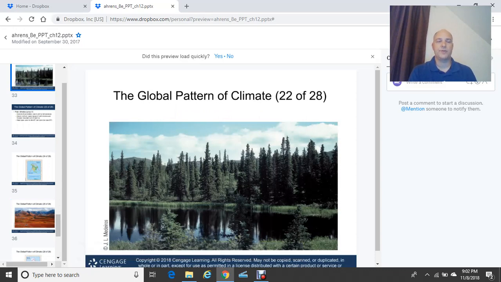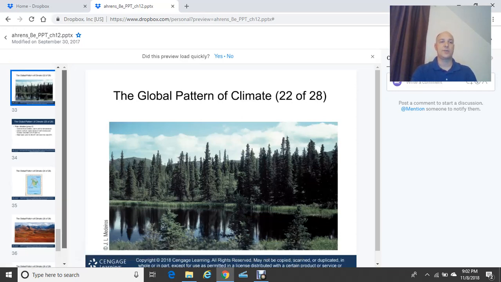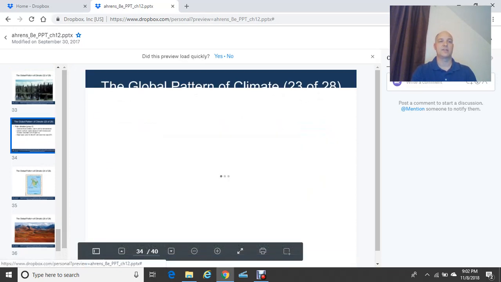Here's a beautiful scene. We're looking at some pines. We're looking at the moist climate type. They're just beautiful. What a beautiful scene that is.